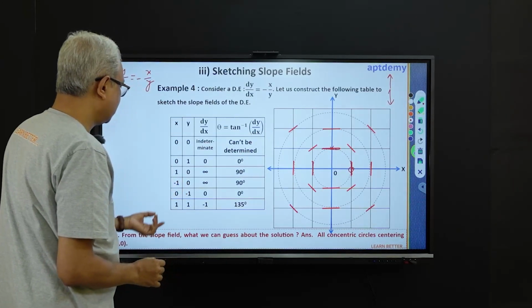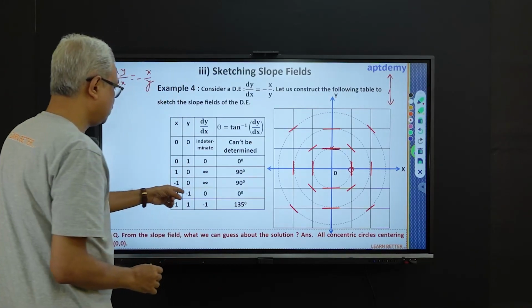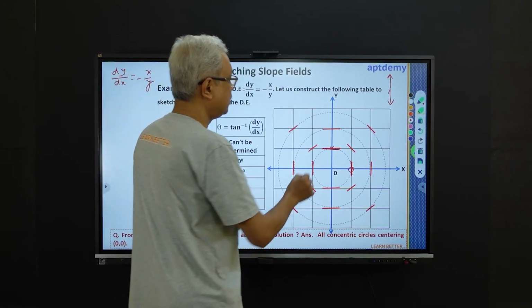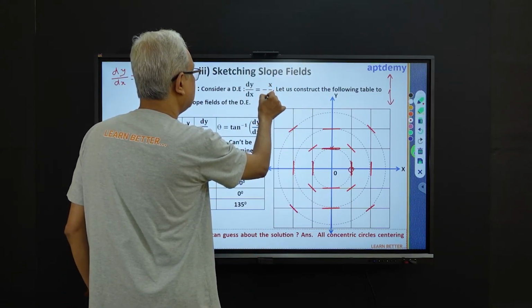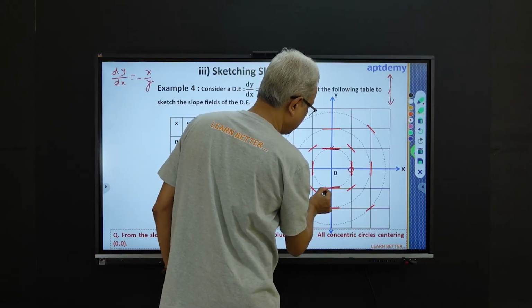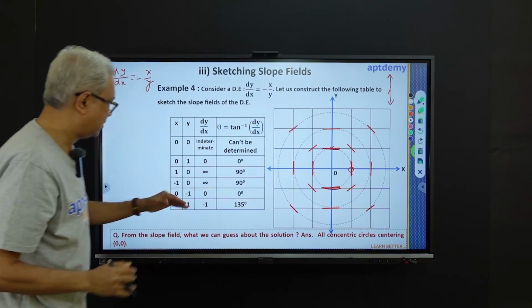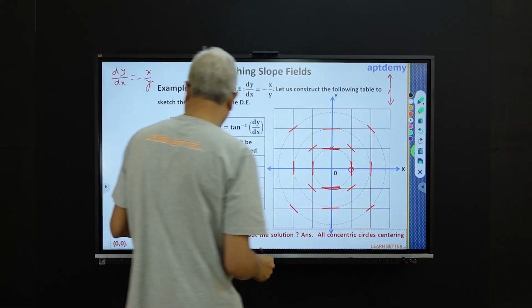So this is then 0, negative 1. x equal to 0, y equal to negative 1. So again dy dx becomes 0. So at this point it will be like this, making an angle of 0 degrees with the x axis.